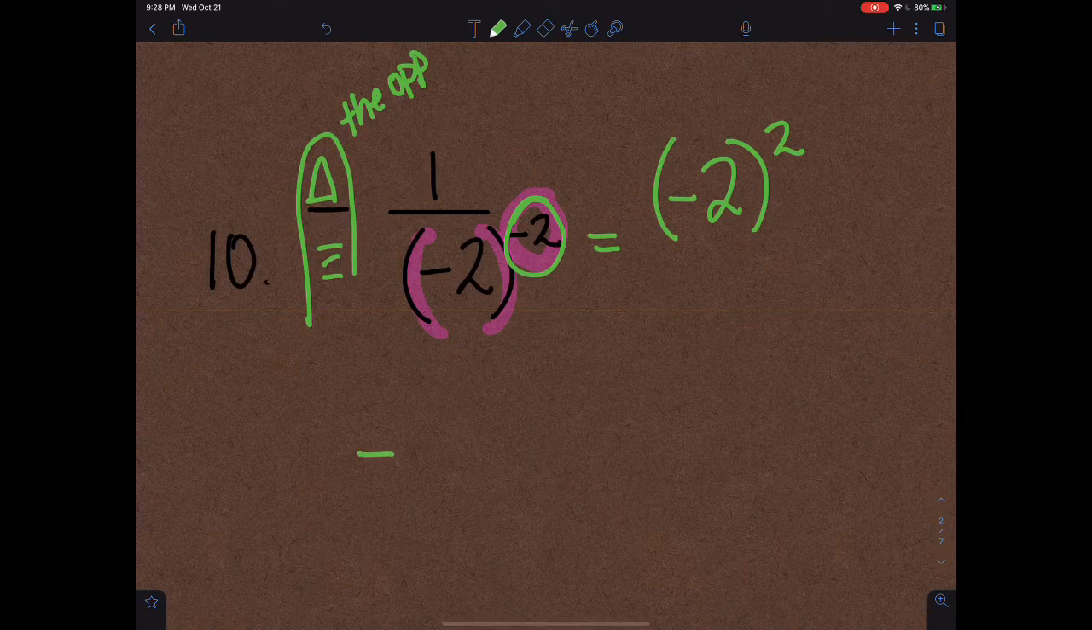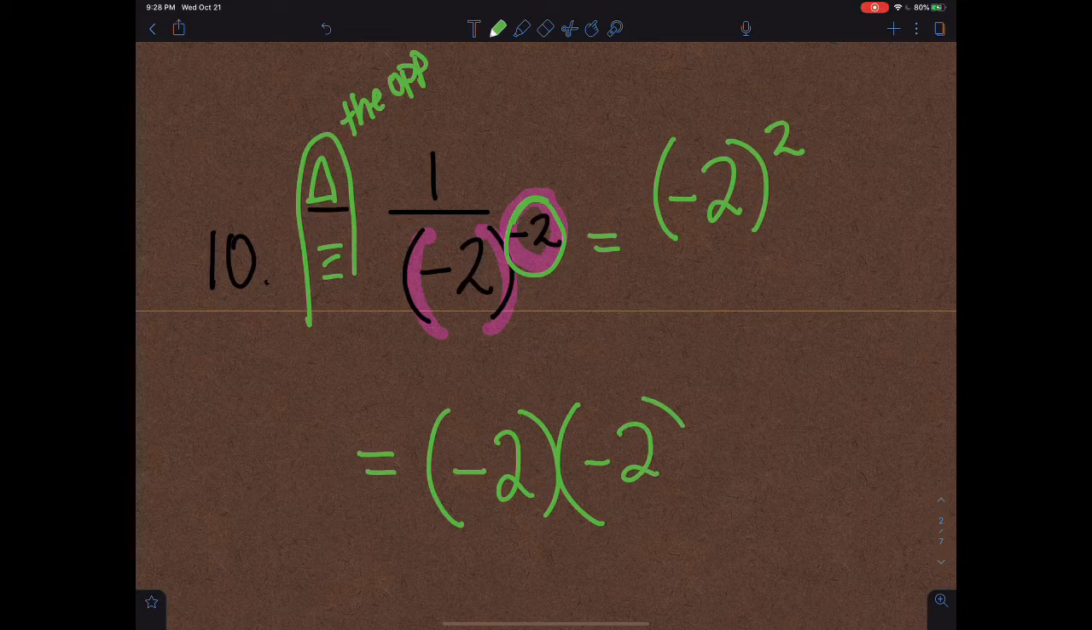So let's just deal with this. -2 times -2. And I know that 2 times 2 is 4, and so the negatives don't matter. They're going to turn into a positive. So this is going to be 4.